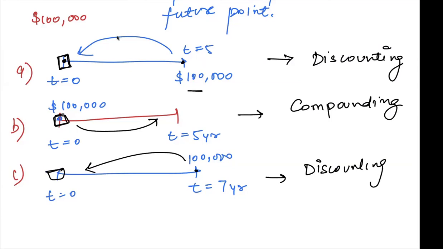Okay. Is this clear to everyone? Please tell me, is it clear what discounting and compounding are? Yes, it's clear. Okay. Now let's understand how we arrive at the price.